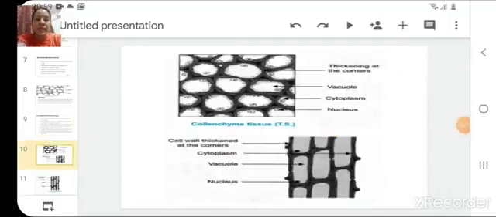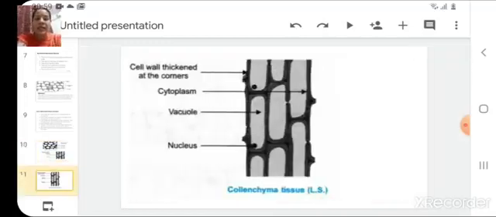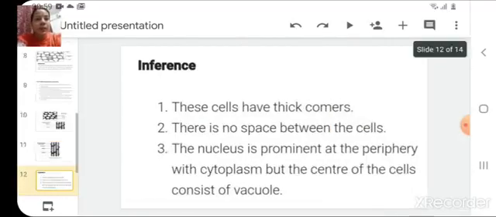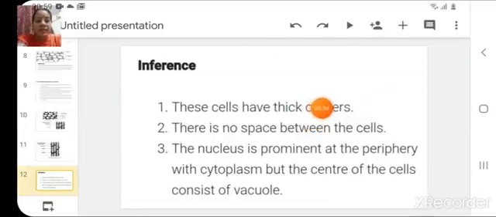Here in this slide you can see the structure of collenchyma tissue. The first diagram is showing you TS, transverse section, of collenchyma tissue, and the other one is LS. That LS can be seen here in this slide once again. You have to draw both types of diagrams in your journal, LS and TS as well. And now coming to the inference. These cells have thick corners. There is no space between the cells. The nucleus is prominent at the periphery with cytoplasm, but the center of the cells consists of vacuoles.